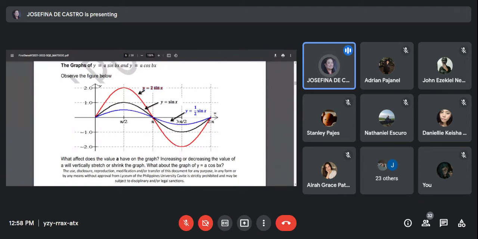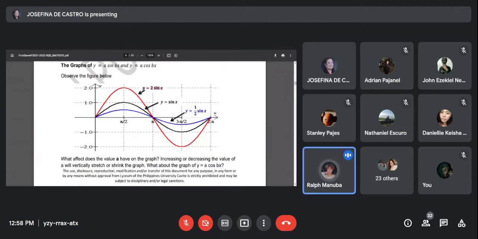Anybody from the class? Ano ang pagbabago dun sa tatlong equations at ano ang ibig sabihin ng number?